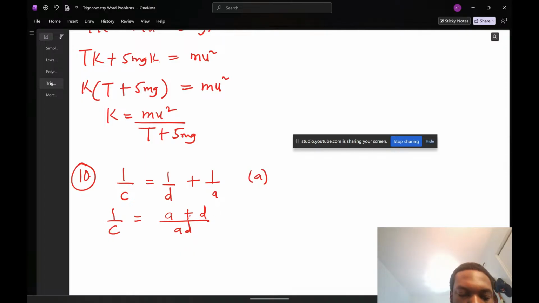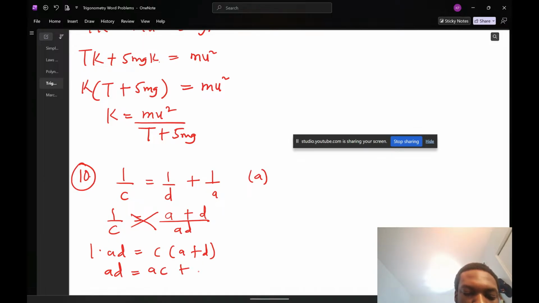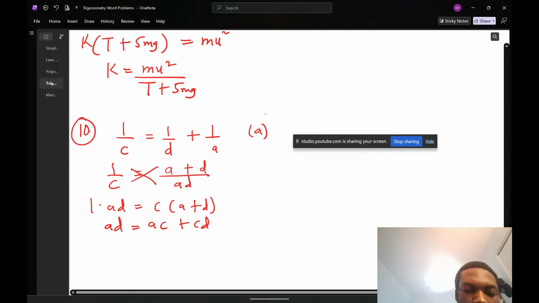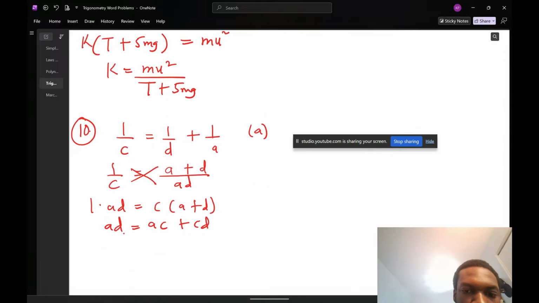Okay, so now that we're done, let's cross multiply. So that will be 1 times AD is equals to C into A plus D. Okay, so that will be AD is equals to, let's use C to open this bracket, that's equals to AC plus CD. Okay, so now the ones that carry A, let's bring them to the left hand side. So we have AD on the left hand side. Now let's bring AC to the other side. So that'll be AD minus AC is equals to CD.